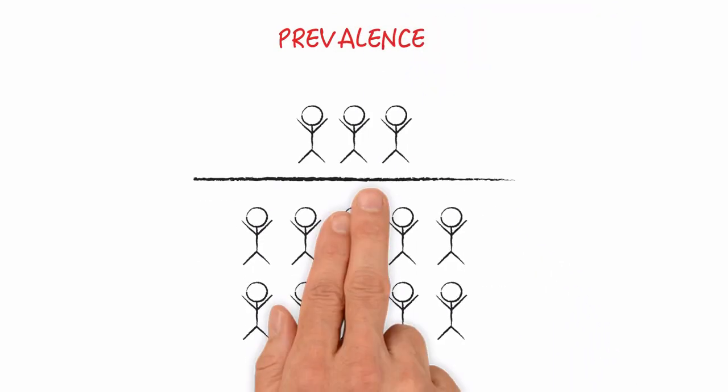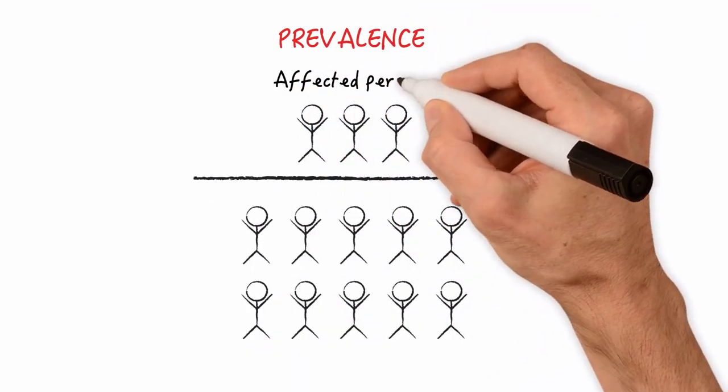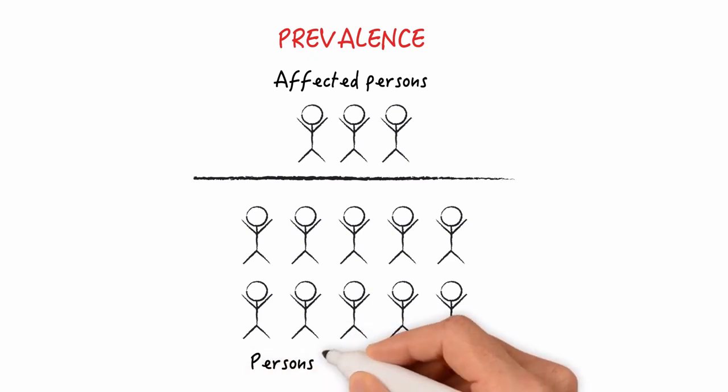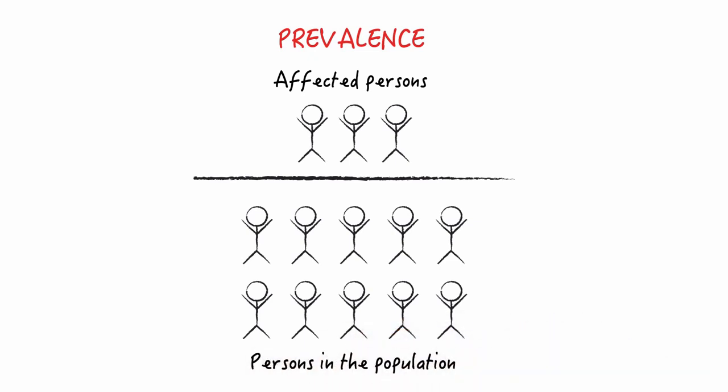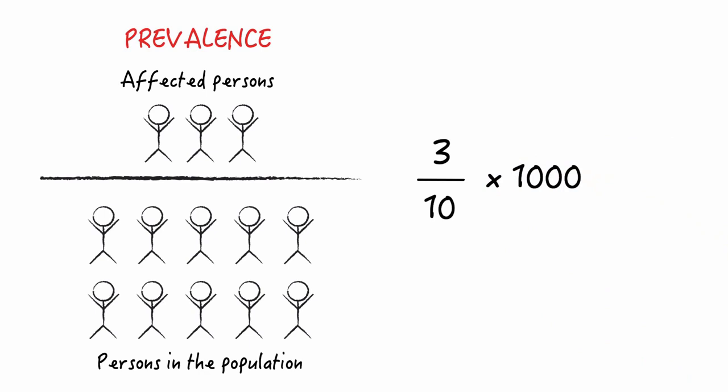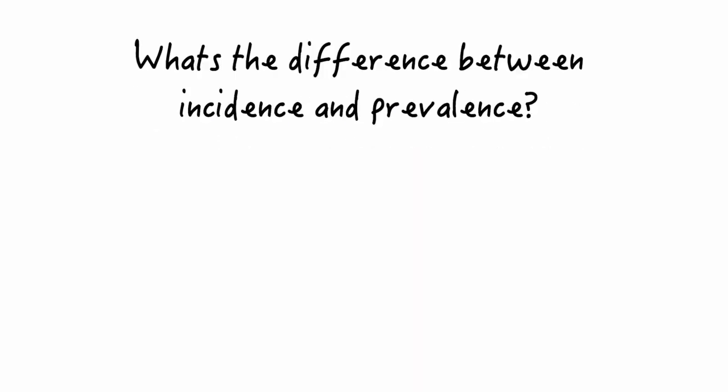Now what about prevalence? Prevalence is defined as the number of affected persons in the population divided by the number of all persons in that population at a specific point in time. So in this fictitious example, it would be 3 divided by 10 times 1,000, which would mean that we have a prevalence of 300 per 1,000 population.